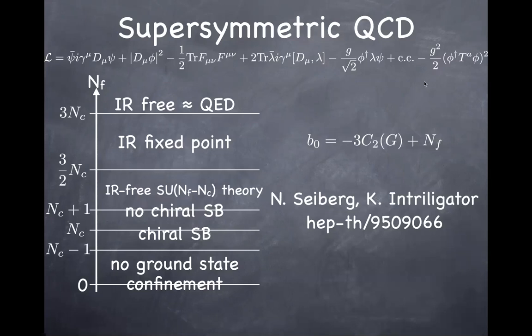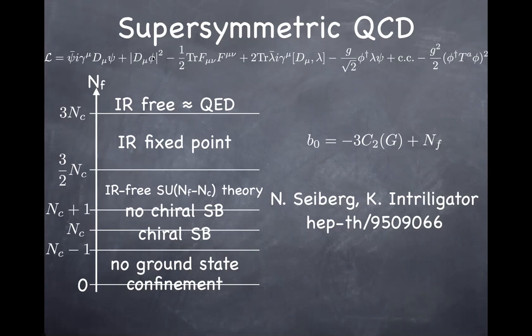In this case, we think we know the full picture, which we owe a lot to people like Nathan Seiberg and Ken Intriligator. And so this is the picture. It's the same as the non-supersymmetric case, where zero flavor would lead to confinement. So that's good. But when you actually start putting in a finite number of flavors, first we have this weird situation. The theory doesn't have a ground state.